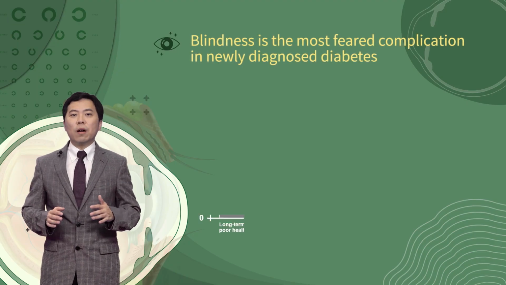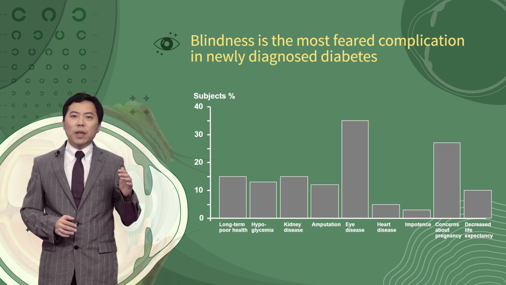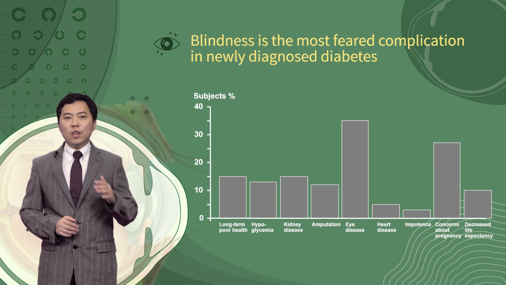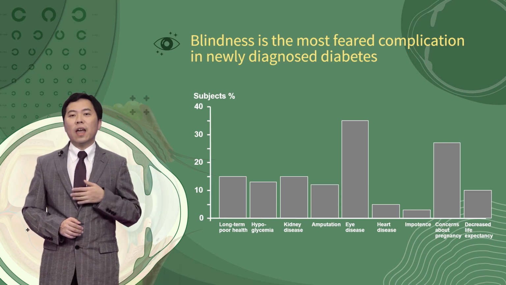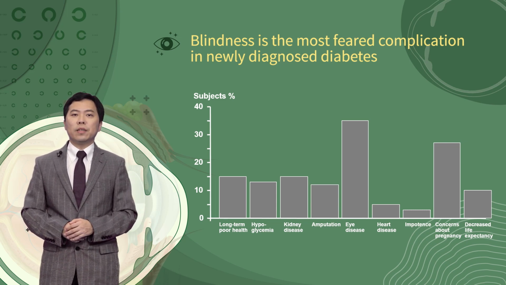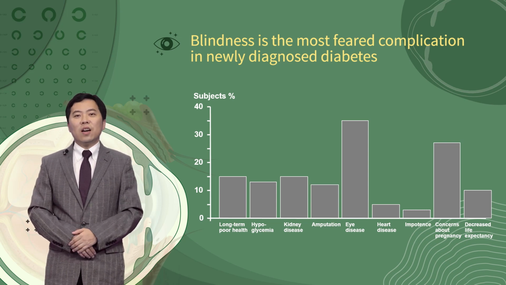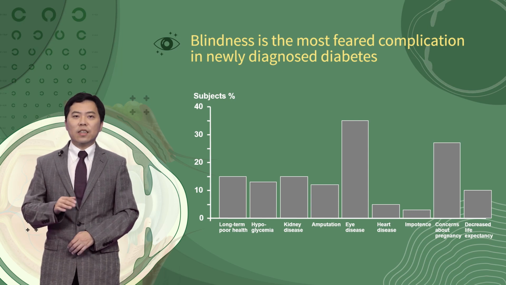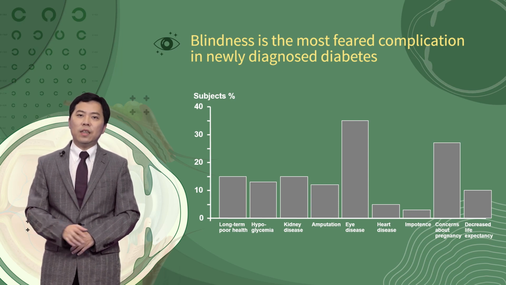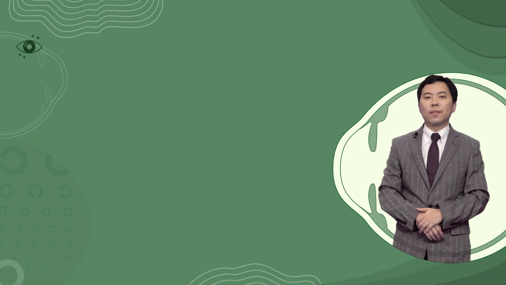Diabetes is not only about controlling the high blood glucose. There are many complications, including macrovascular disorders like heart disease and microvascular problems such as kidney and ocular problems. Among the numerous complications, eye disease is the one most feared in newly diagnosed diabetes, according to a survey.